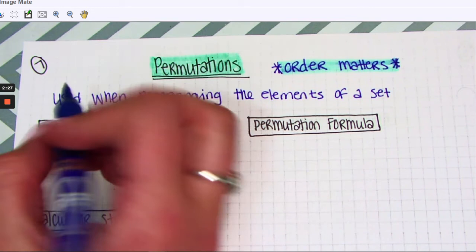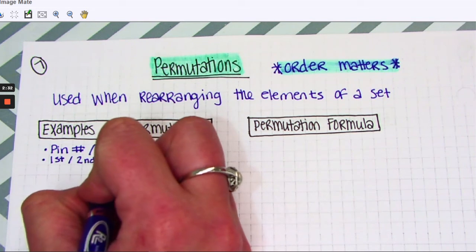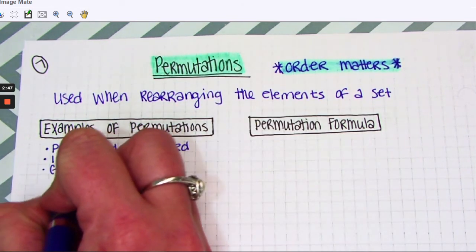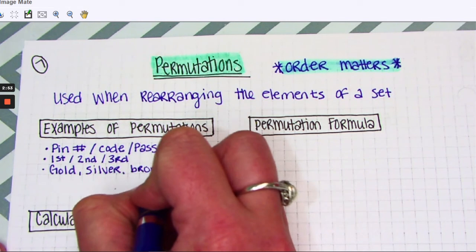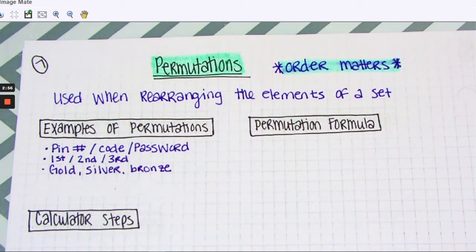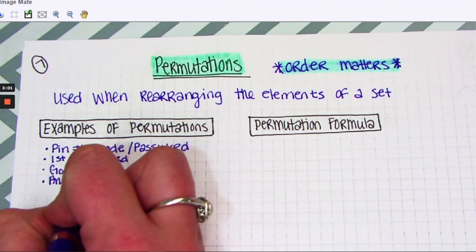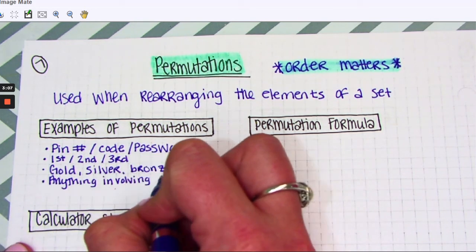Another very common one is first place, second place, third place. So if we're doing a race, if you win first place, you want first place. You don't want the third place prize. So the order matters. Also, a similar one would be gold, silver, and bronze. That's like first, second, and third. And then the last one is anything involving a specific position, like president, vice president.